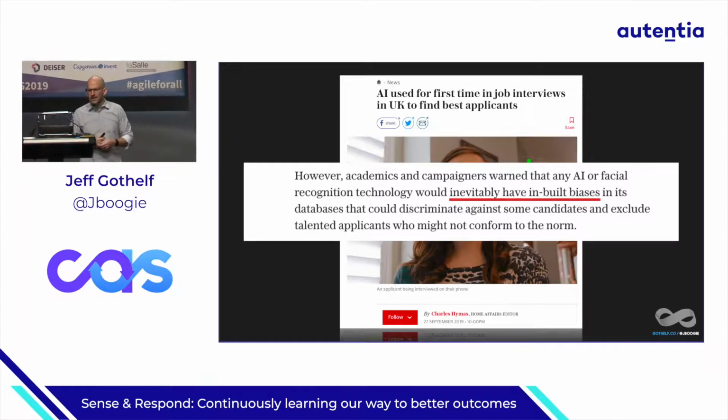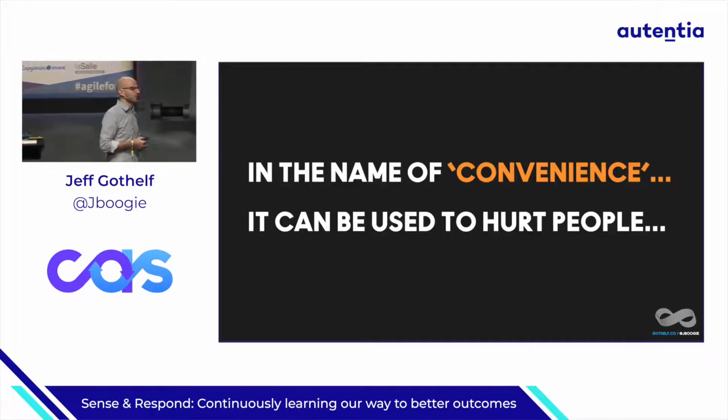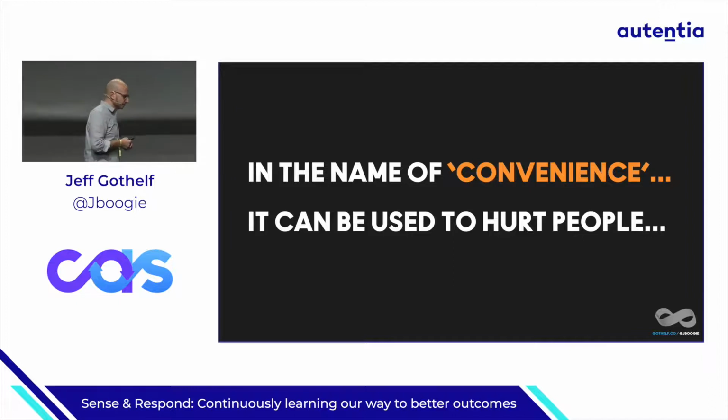In the name of convenience, it can be used to hurt people. We build all these amazing technologies. We connect technology to everything, right? Automated house, lighting, security system, door locks, cameras, all of those things. And we consider the happy path, right? 80% of the time, this is how people will use it. They'll remotely unlock their house. They'll turn up the air conditioning. They'll turn up the music, dim the lights, whatever it is.